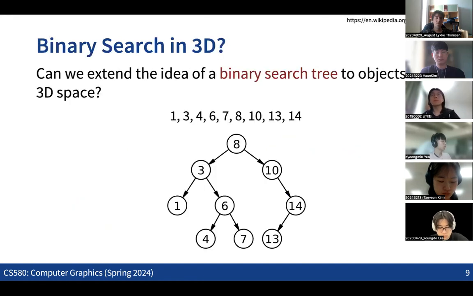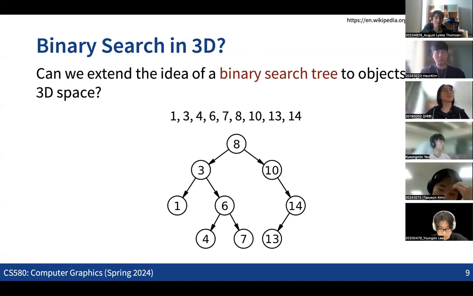So the question is how we can make some hierarchical structure of bounding boxes, or some bounding primitives, in a way that we can do a more efficient computation. What we are going to do is extend the idea of the binary search tree in the 1D search. If we have a sequence of integer numbers, and we have a query number and want to find the closest integer in this sequence, how are we going to do this search in a more efficient way?